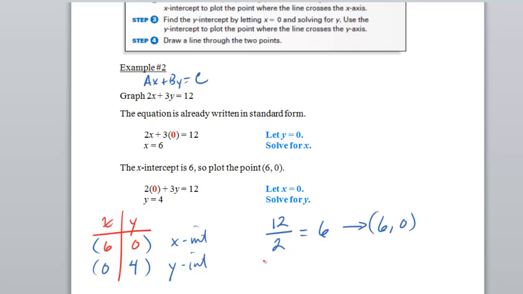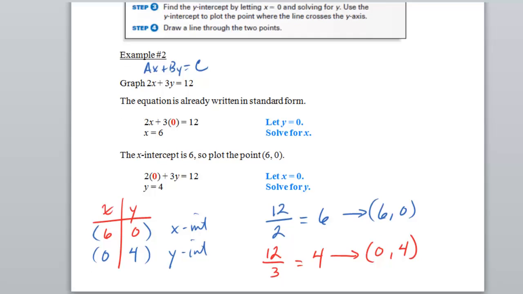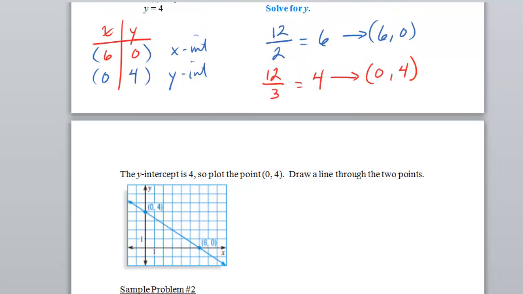The y-intercept could be done by the shortcut of the c value divided by the b value, which in this case is 3, and that's going to give us a value of 4. Keep in mind that is the y-coordinate of the intercept, and of course we come up with the same 2 points using a little shortcut. Then again we just plot those 2 points and graph the line.